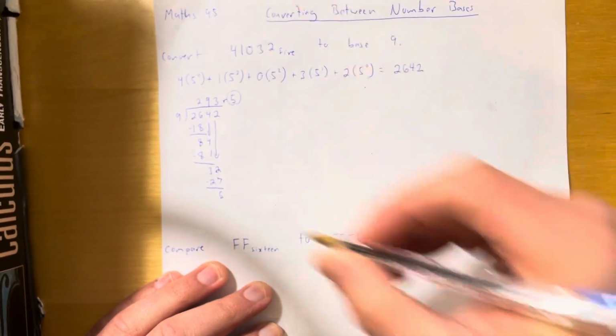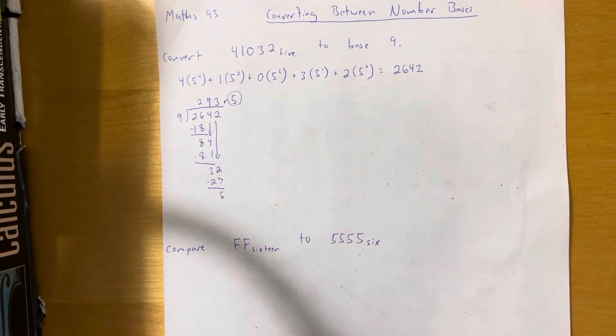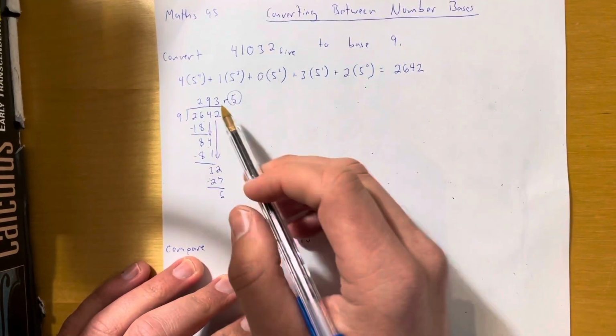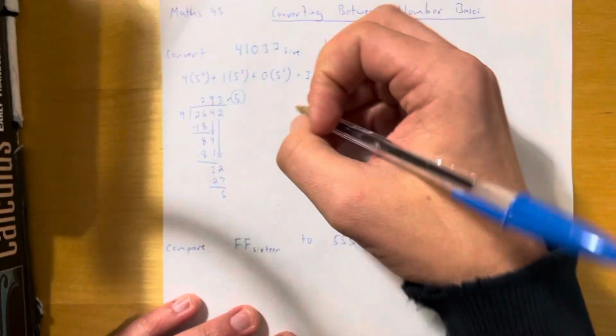Okay? Now the 5 is the part that matters. It's not the quotient. The 293 that's left over there is not going to end up in my numeral. I should back that up. The quotient is important, but it's not going to end up in the numeral. The quotient is going to be used in the next division step. So I kind of misspoke by saying that.